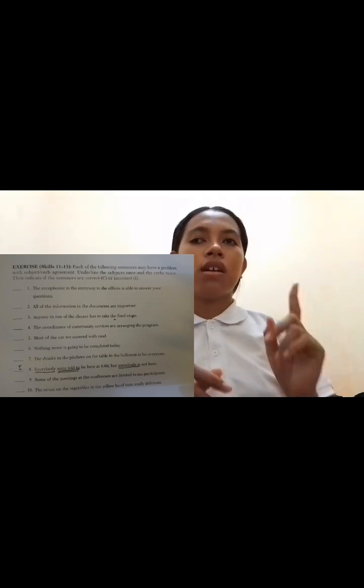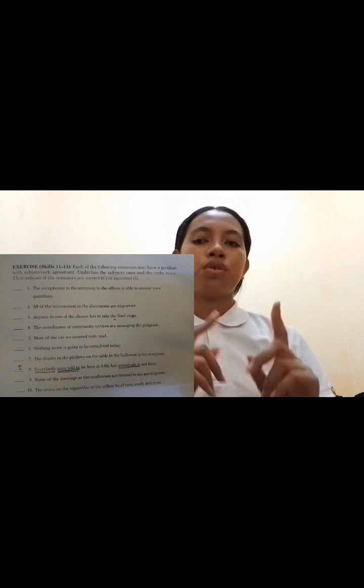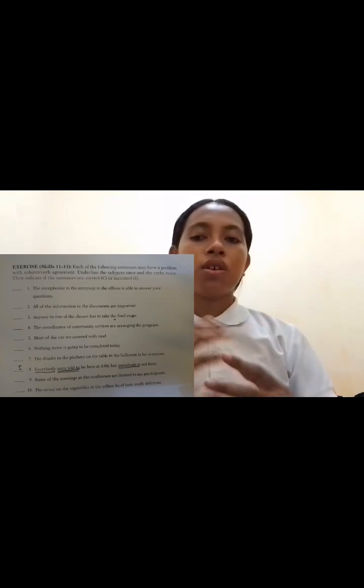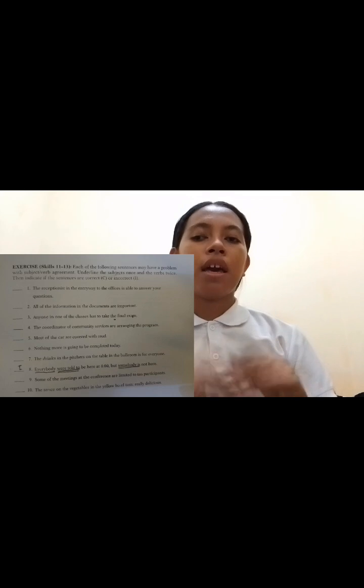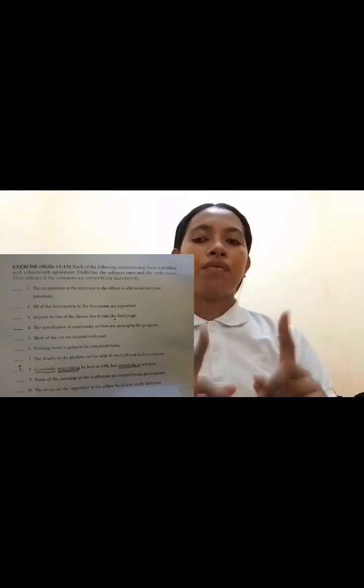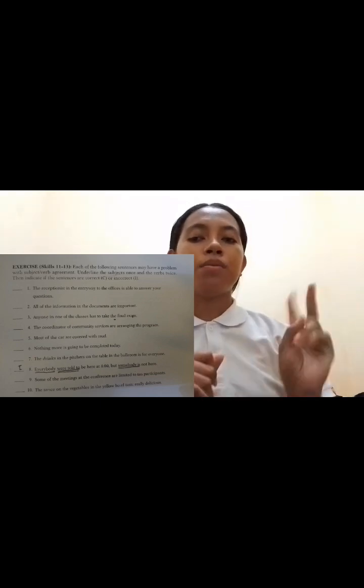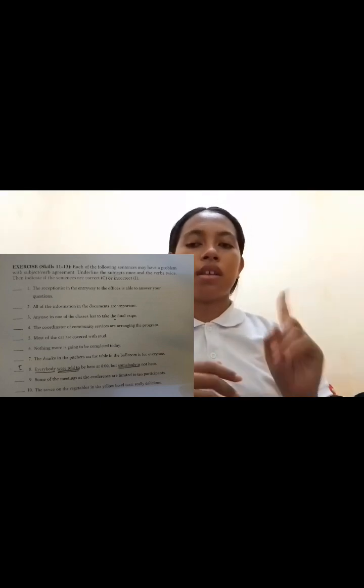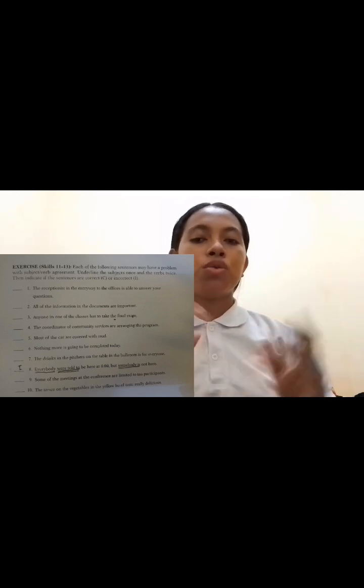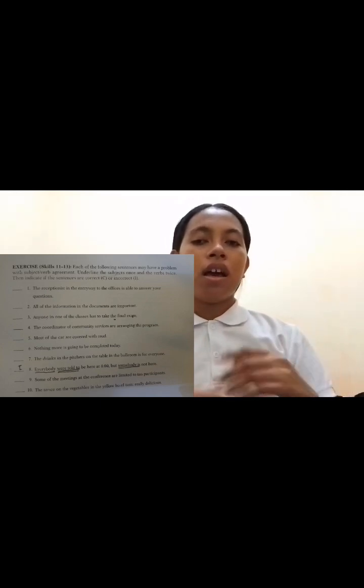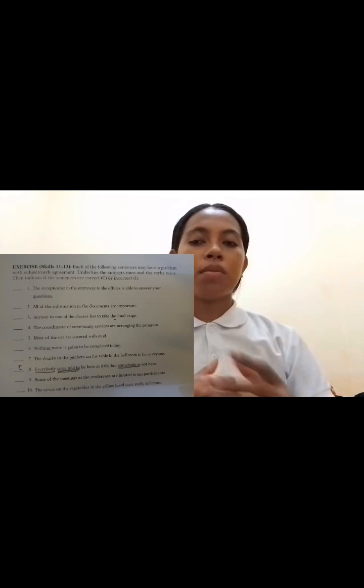Exercise skill 11 to 13. Each of the following sentences may have a problem with subject or verb agreement. Underline the subject once and the verb twice. Then indicate if the sentences are correct, C, or incorrect, E. Question number 8. Everybody were told to be here at 8 o'clock, but somebody is not here.